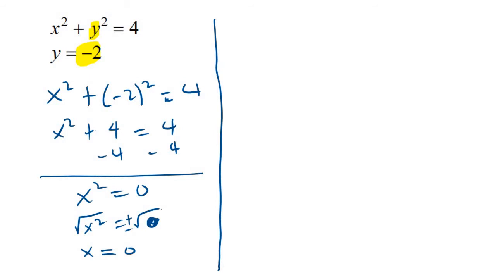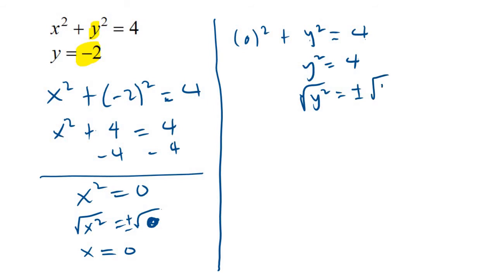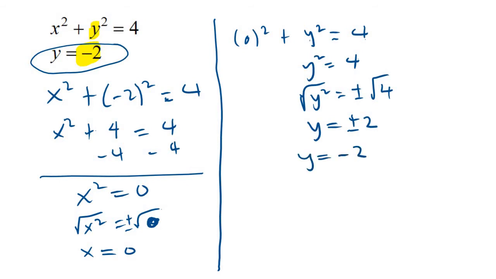First equation that has x in it. So we're going to have 0 squared plus y squared equals 4. 0 squared is 0, so y squared equals 4. Then take the square root of both sides, plus or minus the square root of 4, so y equals plus or minus 2. There are two possible answers, y equals 2 or y equals negative 2. But we already know that y is negative 2, so we pick the one that says y equals negative 2.